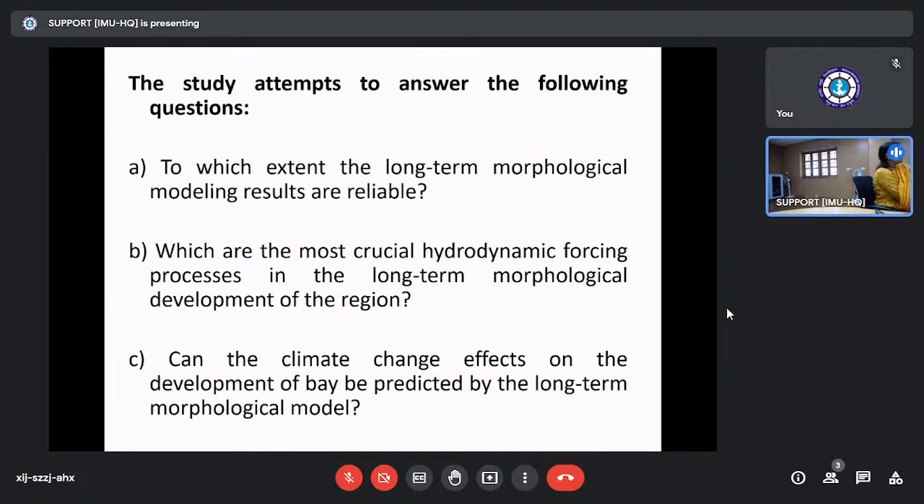So my study attempts to answer the following questions. First of all, how reliable are these numerical modeling results when we are predicting the morphological development? Secondly, what are the crucial processes that are involved in studying the long-term morphological development? Then, can climate change effects be predicted over the development of the region using a long-term morphological model?